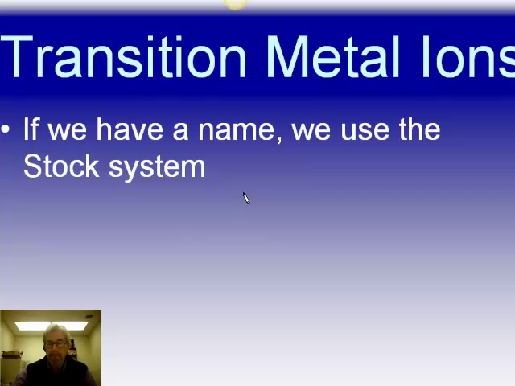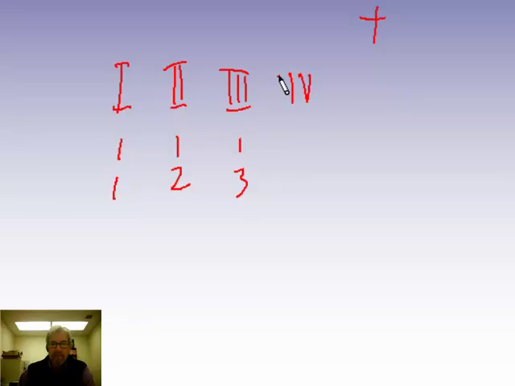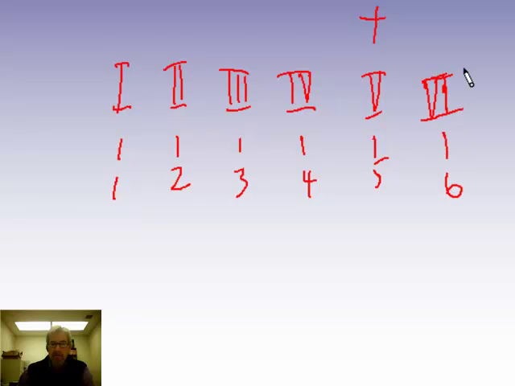If we don't have a formula, but we have a name instead, we use something that's called the Stock system. The Stock system uses a Roman numeral in parentheses after the name of the metal to show what the charge is, and it's always a cation, so it's always positively charged. So here are the Roman numerals that you'll see. I, that's a 1. II, that's a 2. III, 3 lines is a 3. An I and a V, that's 4. Occasionally you might see a 5. Once in a while a 6, which is a V followed by an I. So just a review of your Roman numerals, because you probably don't use those too often.